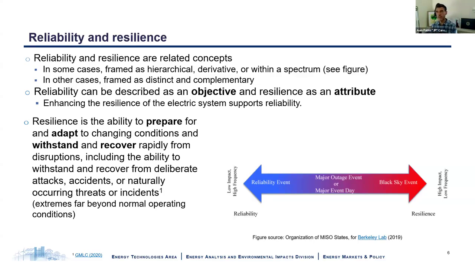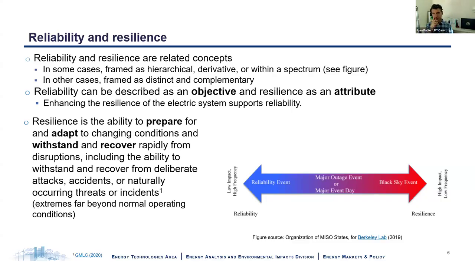Another approach that I remember reading that was interesting is the idea that reliability can be described as an objective and resilience as an attribute. So the system as an infrastructure is resilient, and we want the system to operate reliably. So as I enhance the resilience of the electric system, I support the reliable operation. As you can see in that definition, I'm sort of using the second bullet here by making resilience be specifically about the infrastructure and making reliability be about the electric service. Again, this is not a fully coalesced, converged type of definition, but I thought it was interesting.